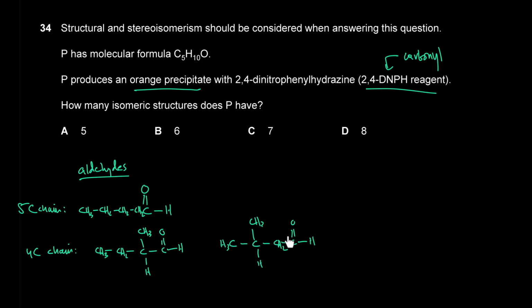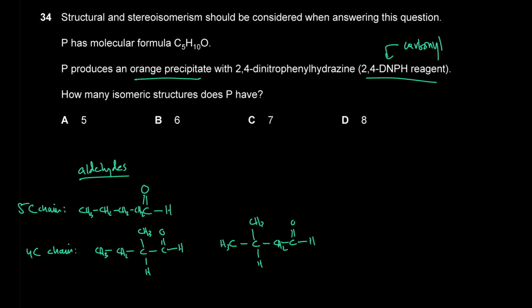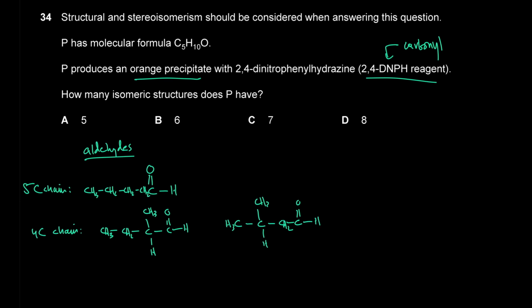Lastly, we can have a 3-carbon chain. For a 3-carbon chain, we have carbon, carbon, carbon like this, CHO, and then we have a CH3 here, a CH3 here, and a CH3 here. That's the only possibility with a 3-carbon chain. So there are 4 structural isomers that can be aldehydes with the molecular formula C5H10O.